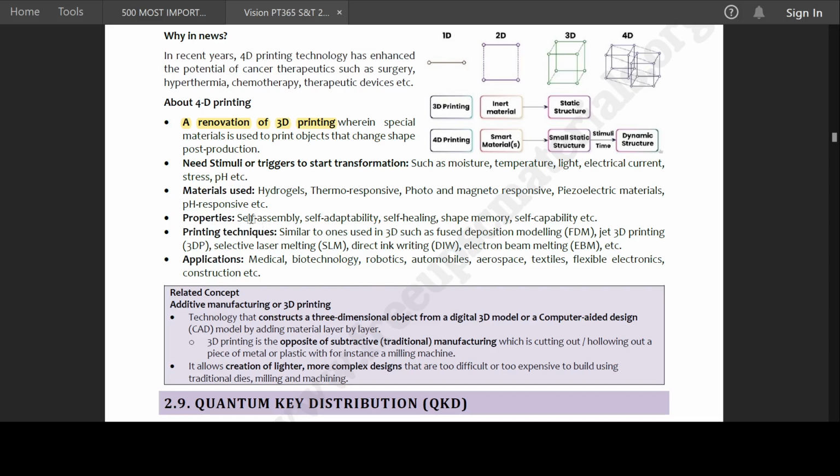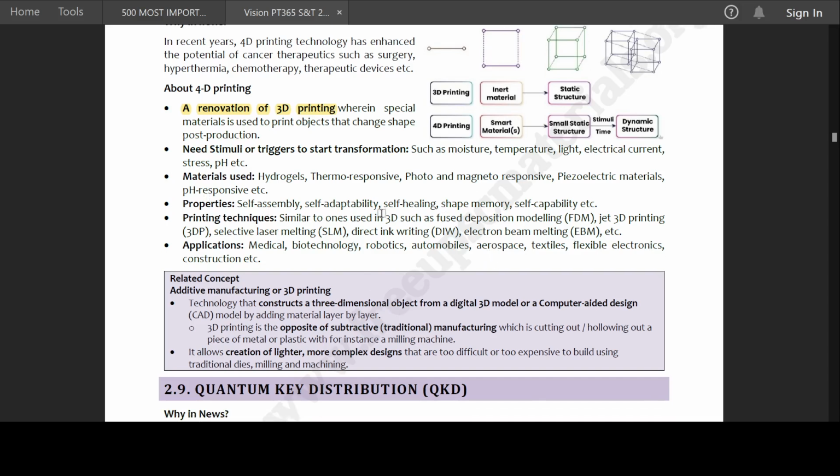etc. Techniques include selective laser melting, direct ink writing, electron beam melting, etc. Medical, biotechnology, robotics, automobiles, aerospace, textiles, flexible electronics, construction, etc. are the uses.